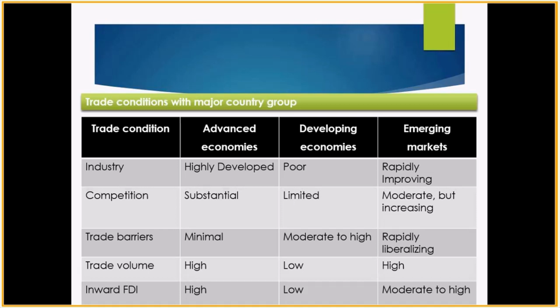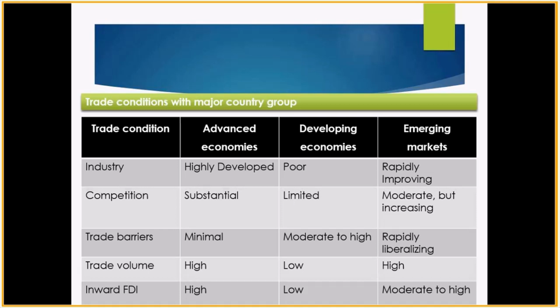The last one is inward FDI, right? So inward FDI means the foreign direct investment coming into your economy, right? So it is high in the advanced economies. A lot of trade and investment activities is going to be done in these economies. A lot of new companies are going to open up here. All the local companies are expanding simultaneously, right? A lot of international companies, just like I was saying, are trying to open up one of their branches in these economies, so inward FDI is going to be high.